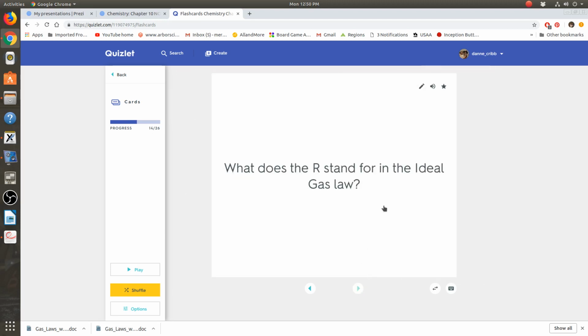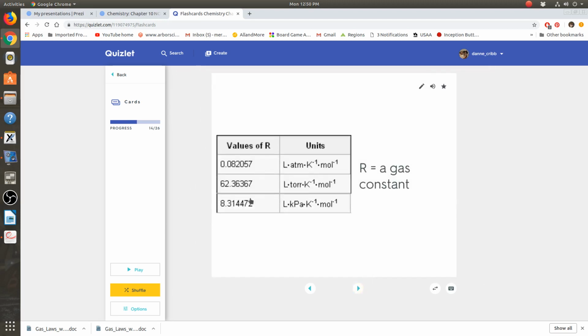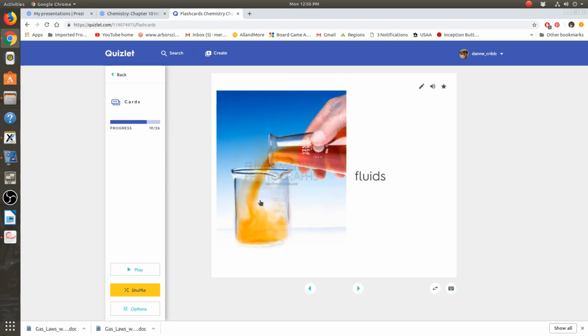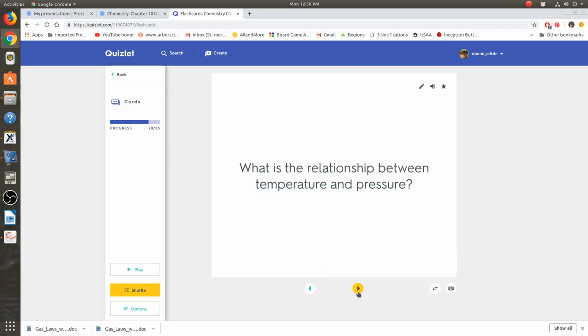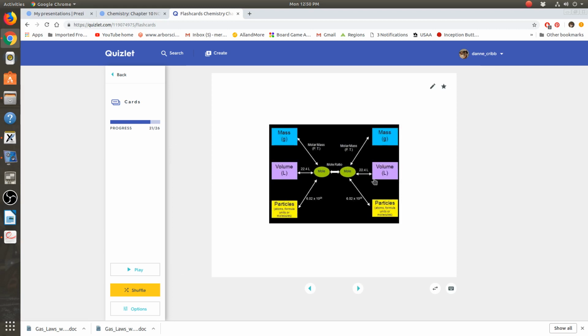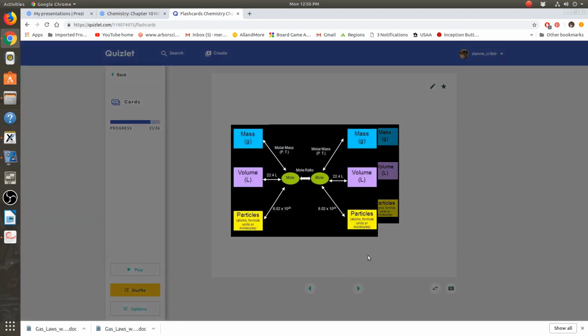Charles' law, what does the R stand for? This gives you different variables, the same variable but different values for the R gas law constant. What is standard temperature and pressure? Boyle's law, ideal gas law, molar volume, gases flow and R. Fluids, and this is showing you one gas that can be poured out. Stoichiometry, the pathway that we use. This is just like the one I do.